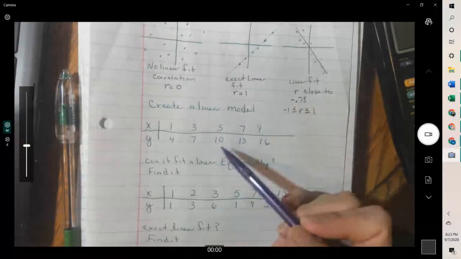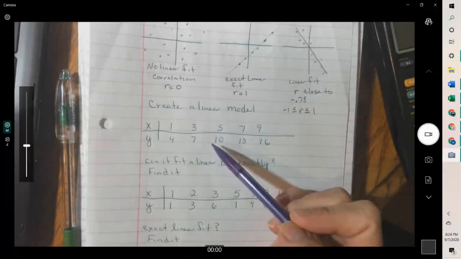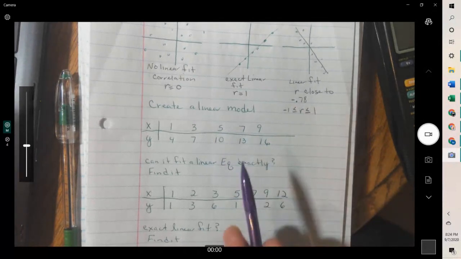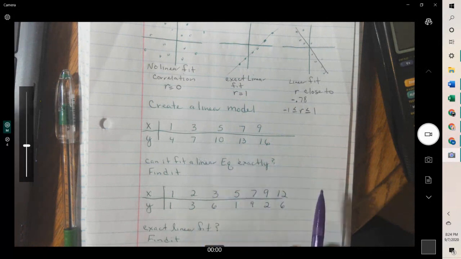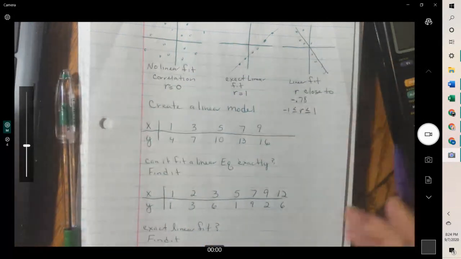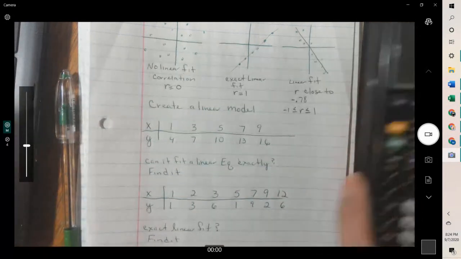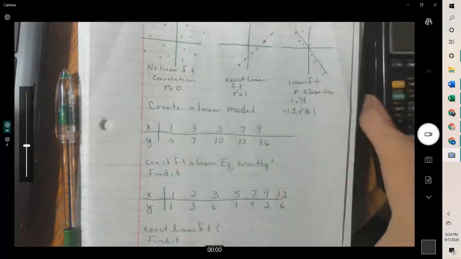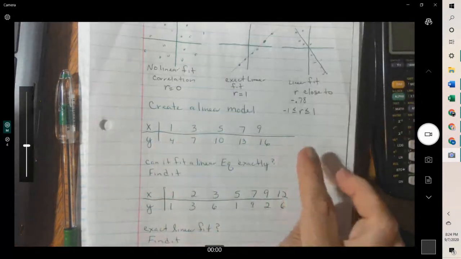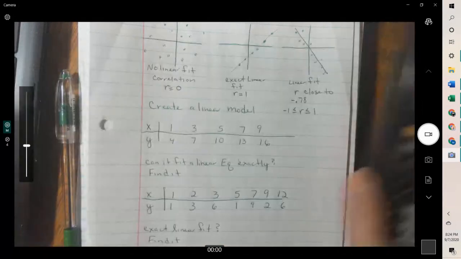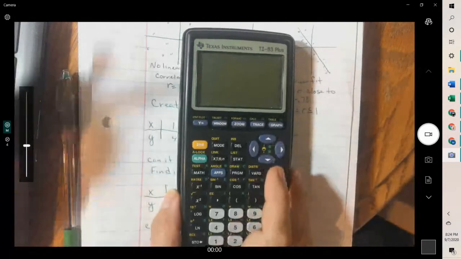So, create a linear model. When you're creating a linear model, you can use Excel, you can use your calculator, you can just graph it to see the line. But my math lab chose the calculator rather than the steps, because with the steps, you'd have to find the distance between all the points, and then you have to square them all, and then you add them all up together. So we're going to graph it.